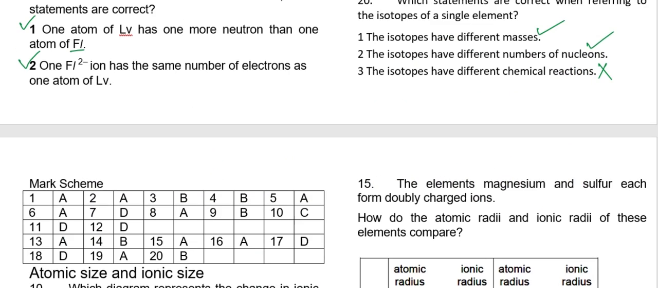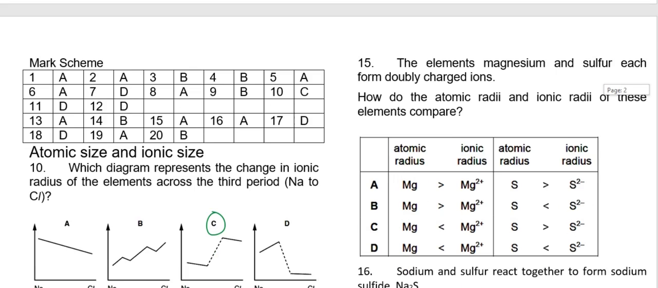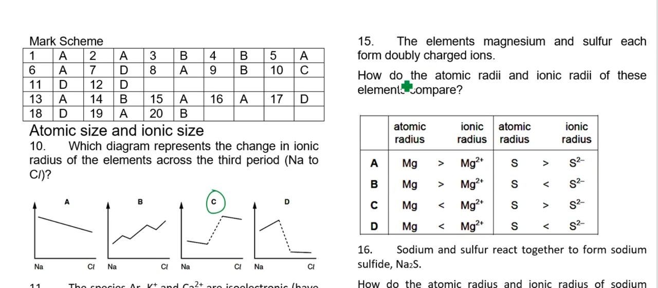Moving on, this question again I think we discussed during the lesson as well. It says: how do the atomic radii and ionic radii of these elements compare? Magnesium is a metal. When cations are formed, their size is always smaller than their parent atom. So this and this will be the right choice, but not this and this. Why? Because here it says the size of the magnesium atom is smaller than the magnesium ion, which is wrong. The size of the magnesium atom is bigger than its ion.